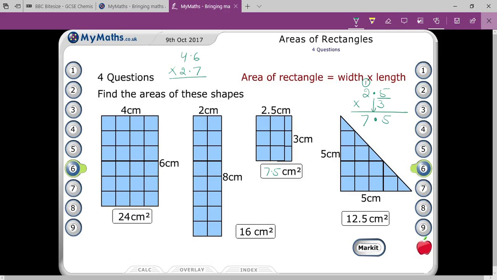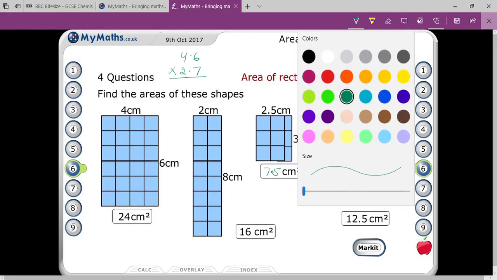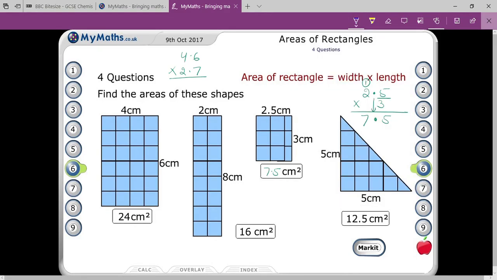Sir, I'm having trouble with... No problem, beta. Wait a second. Just see on your screen. It's very easy to understand, beta. Don't worry about that. Okay, copy your question. Here I am giving you 4.6 multiplied by 2.7.